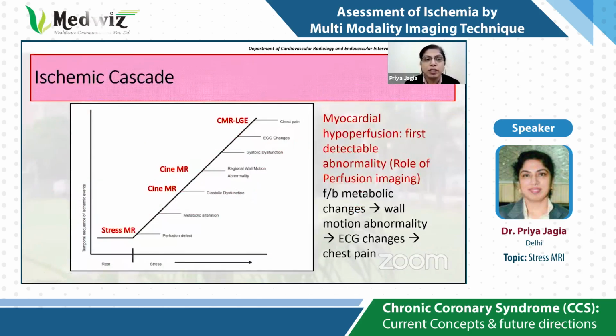So if we talk about the ischemic cascade, as we all know, perfusion defects are the first to appear and stress MR picks them up. Besides, it also shows the diastolic dysfunction and the regional wall motion abnormalities which may develop later. And in a single study, you can also see the sequelae of this ischemia, namely the late gadolinium enhancement, the infarct formation which is happening.